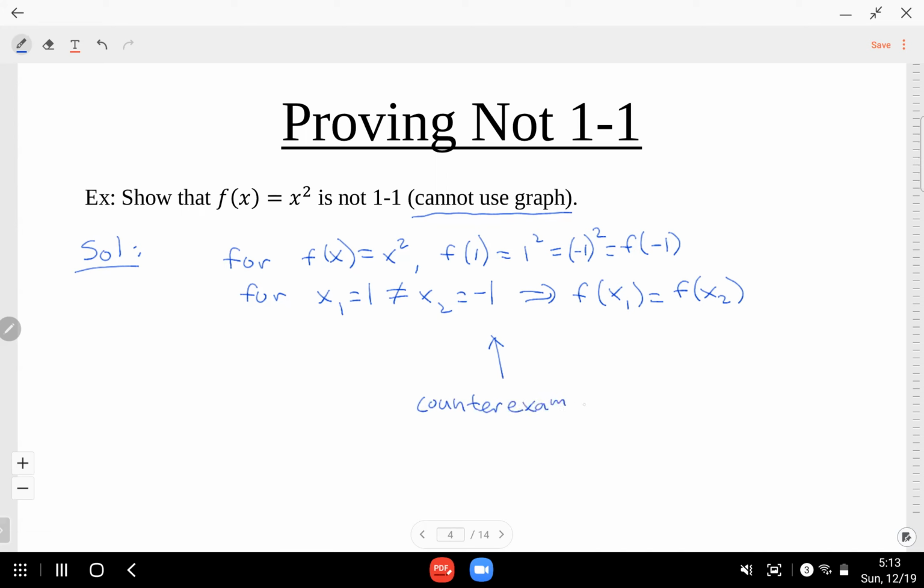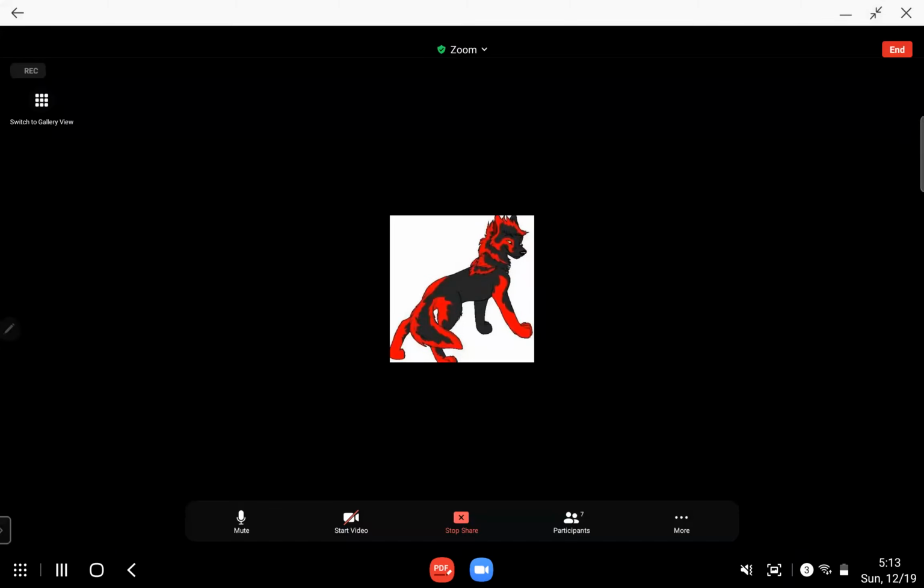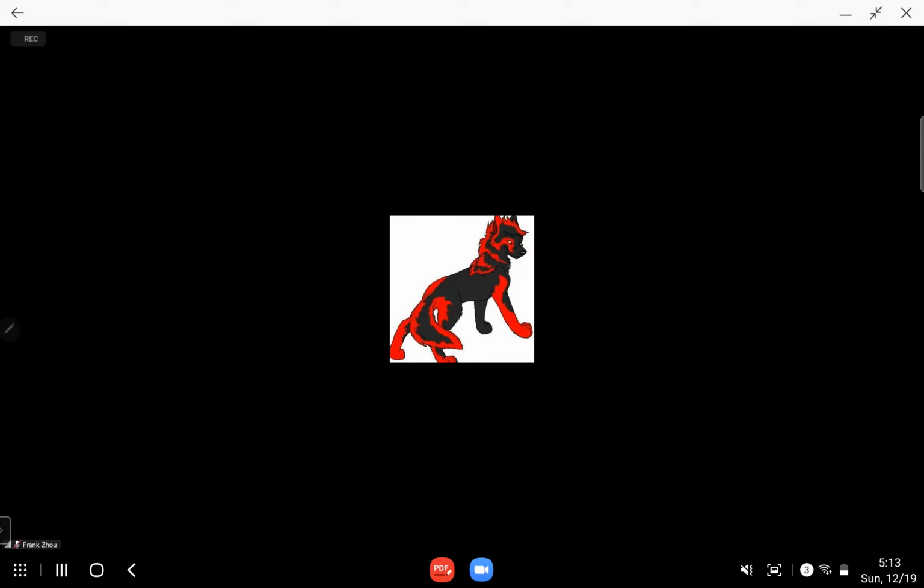This is a counterexample, and this is how we use that. We can use 2 and negative 2, right? So 2 squared is also equal to negative 2 squared. You can use any counterexample you want. That's how you use a counterexample to contradict this. Are there any questions about this example? If there are no questions, then I will continue.